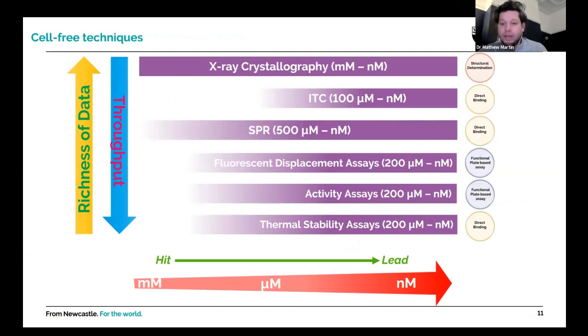So when we talk about triangulation and orthogonal assays, I've listed a few techniques here that we regularly use at the DDU, and they fall into the three categories from the previous slide: the functional based assay, the direct binding, and the structural determination. Obviously, with structural determination, we could absolutely include NMR and cryo-EM, but just for the context of this screen, because it was crystallographic, I've tried to simplify it somewhat, and the same goes for the direct binding techniques.